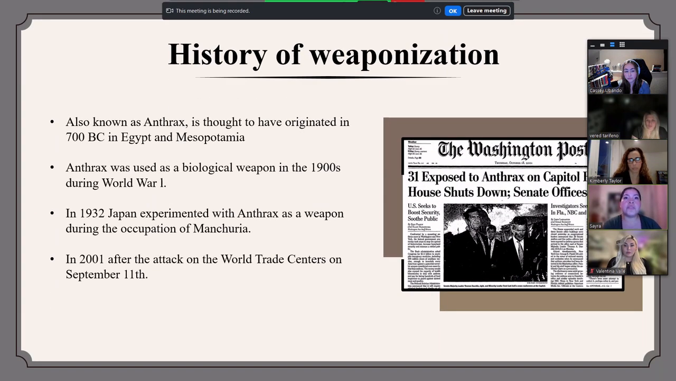In 1932, Japan sprayed anthrax on Chinese cities with use of an aircraft they tested on prisoners of war, and about 10,000 prisoners died from the experiments.